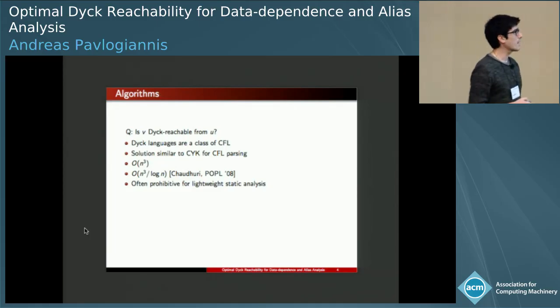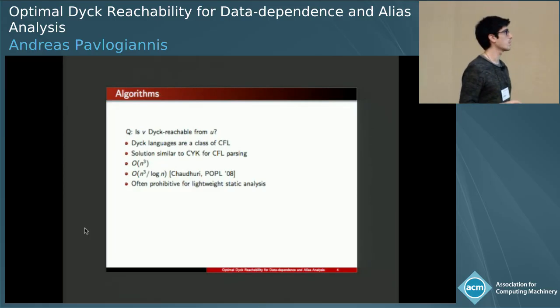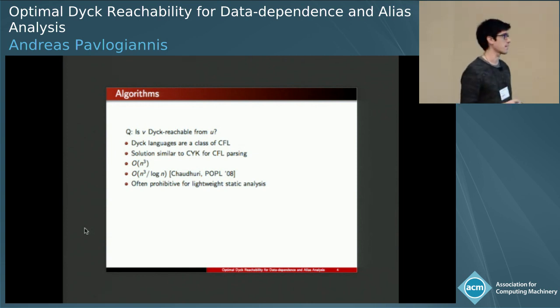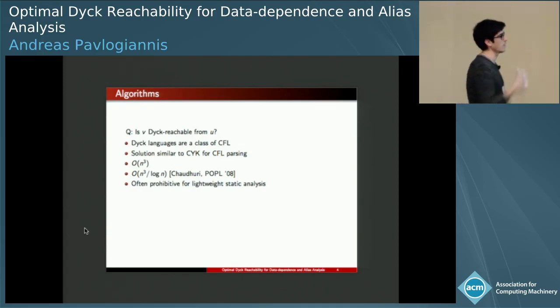Well, Dyck languages are a class of context-free languages. And every algorithm that I know of for the problem essentially is very similar to the classical algorithms for CFL parsing. Right? So it has cubic complexity, and even though it was improved by a log factor about a decade ago in this conference, we have strong indications that this cubic bound holds strong. So we don't hope to get anything better, in particular, no polynomial improvements over this bound.